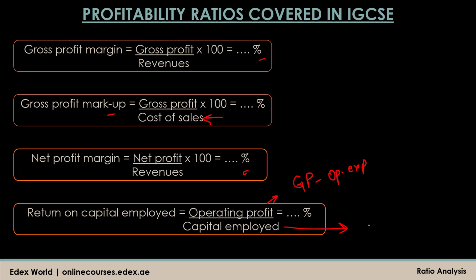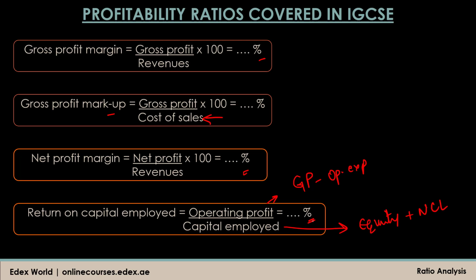So what is capital employed? It is the equity, which is the owner's balance in the business or owner's shareholding in the business, plus the non-current liabilities of the business. When you add them, you get the capital employed. When you divide, you will get the return on capital employed, which is also expressed in percentage terms.